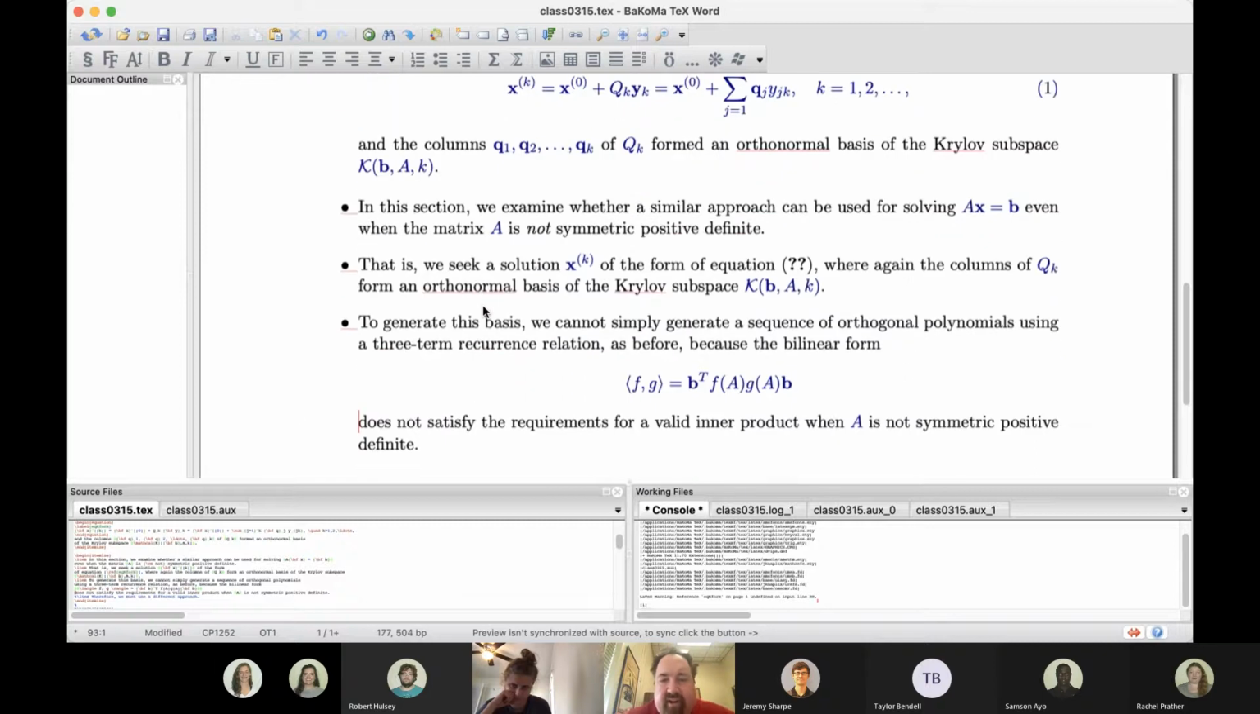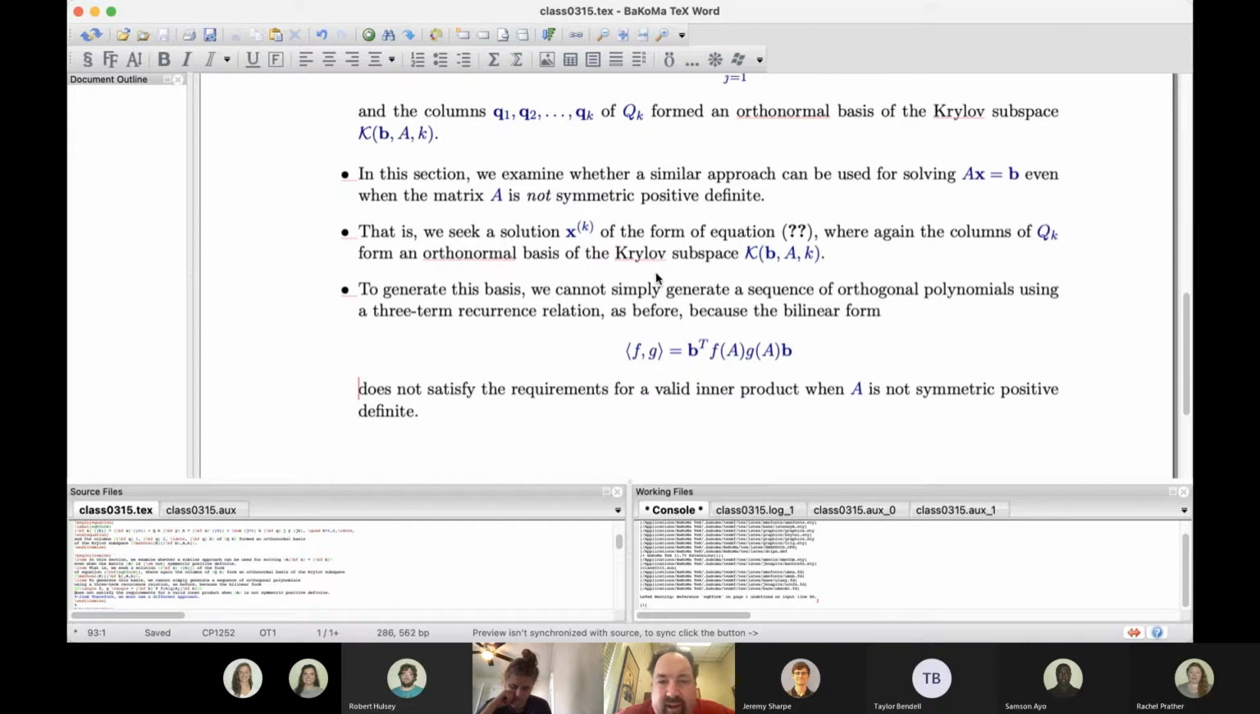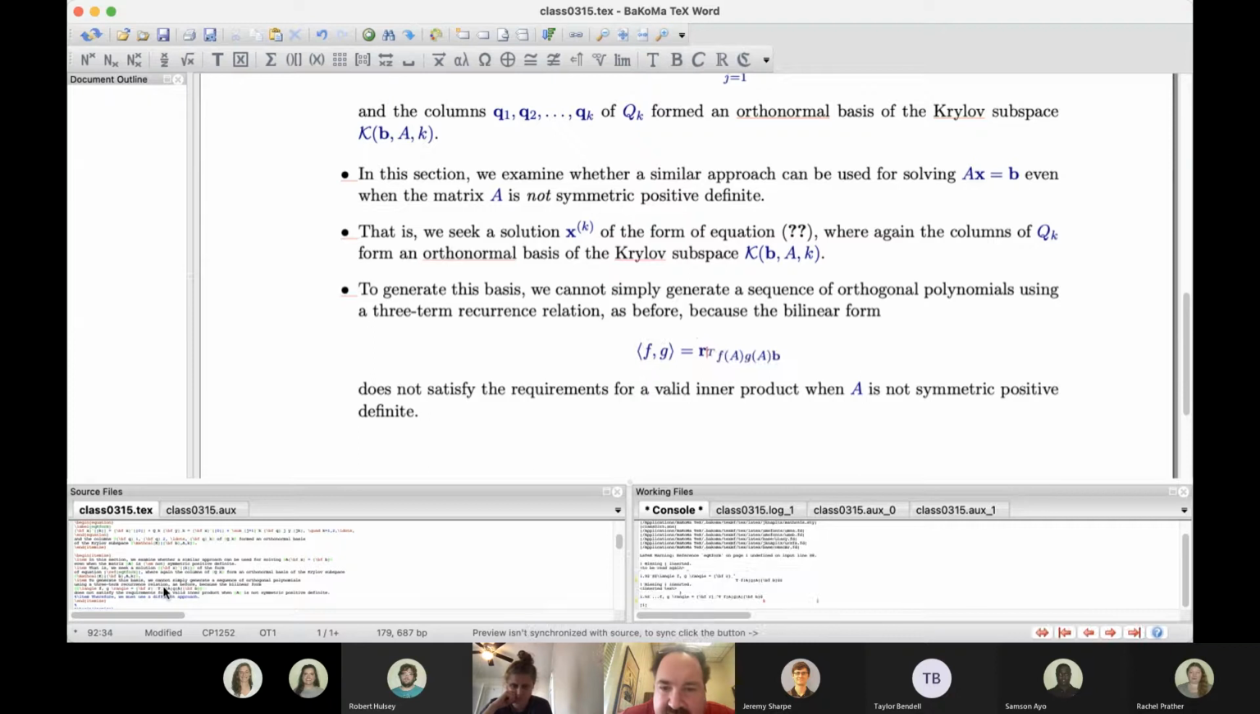Now here's our dilemma because of A not being symmetric positive definite. What we did in conjugate gradient is generate orthogonal polynomials using a three-term recurrence relation, each one dependent on the previous two. And we were able to do that because we could define orthogonality of functions using an inner product like this. Actually, I should mention, this is a mistake that I posted from a book, but I need to correct it here. That should be not b, but it should be r1.